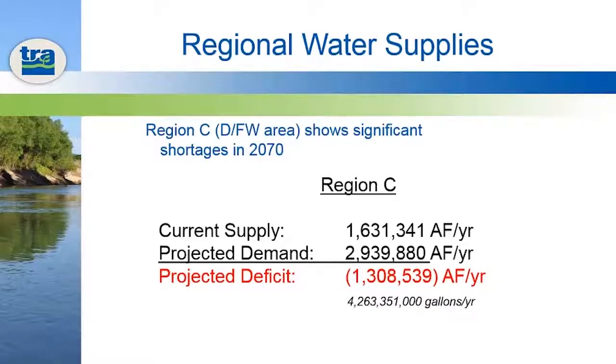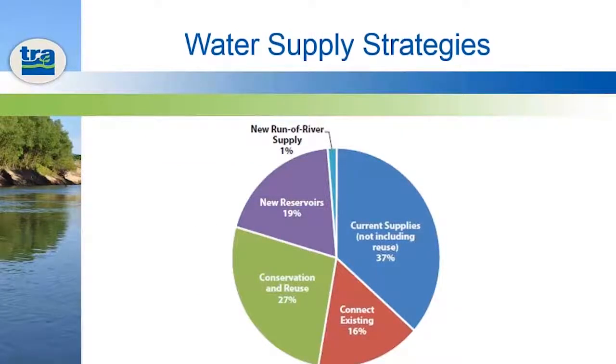That's about 4.3 billion gallons per year. We've got to find that water someplace. So that's what the water plan does. It identifies the supplies, the demand, identifies those shortages, and it identifies water supply strategies to overcome those shortages. And that's what we're looking at here, these different categories of supply strategies that are going to help us meet that deficit as we move towards the year 2070.